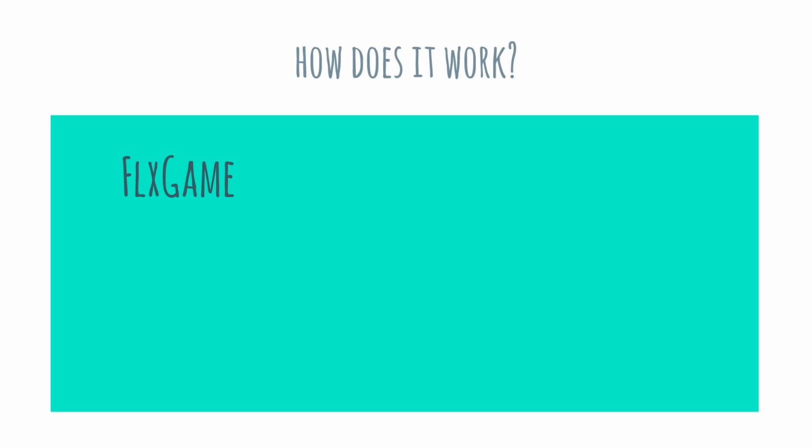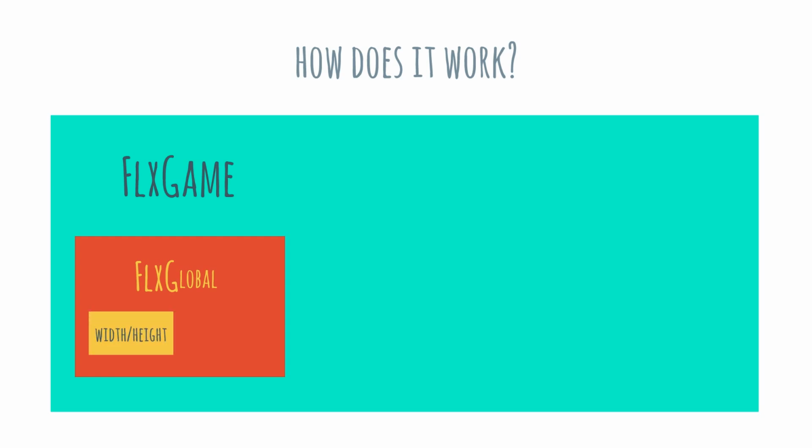When you create a new Flix game, you also initialize a class called FlxG. The G is short for global, and there are a lot of helpful variables and functions in this class. You can quickly reference your game's width and height using FlxG, for example, and it even sets up a default camera.